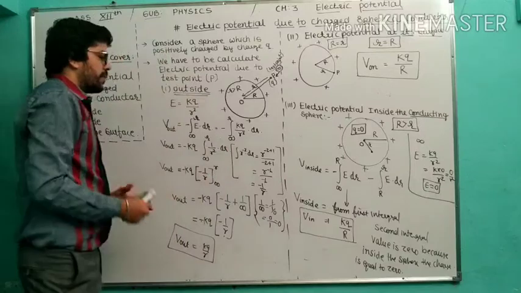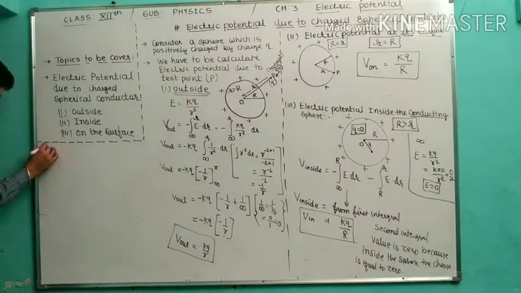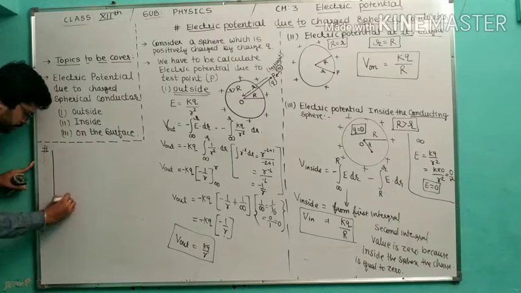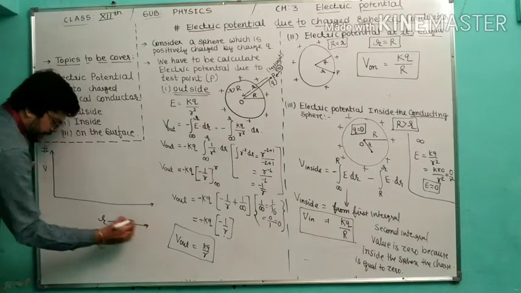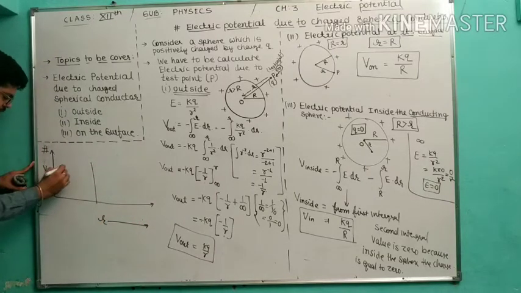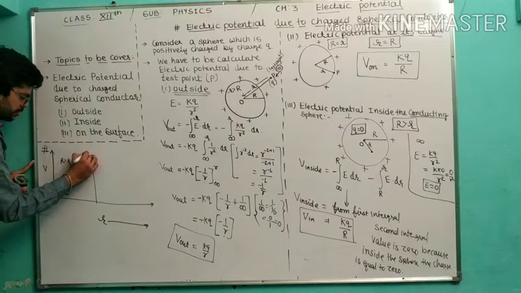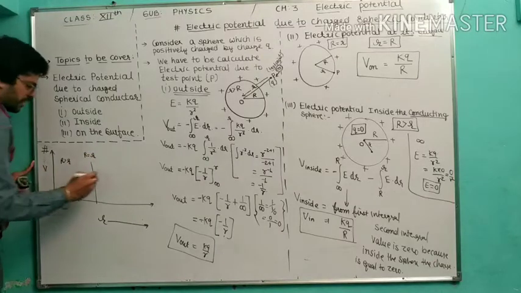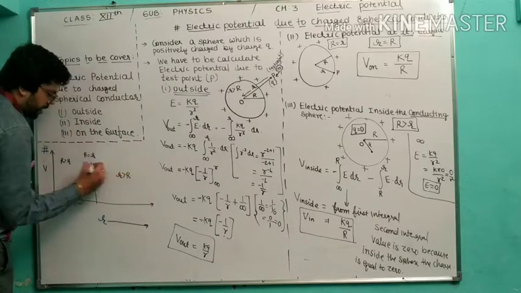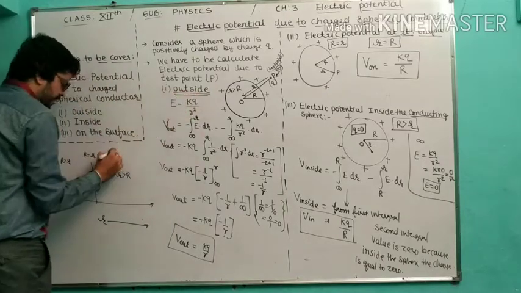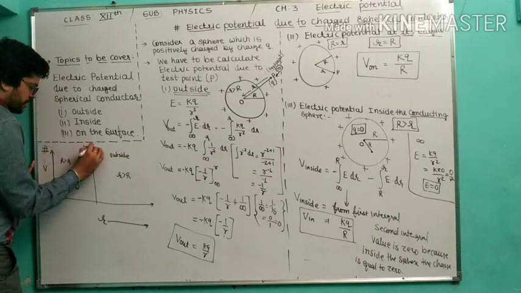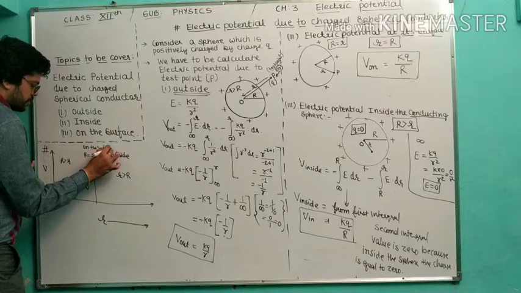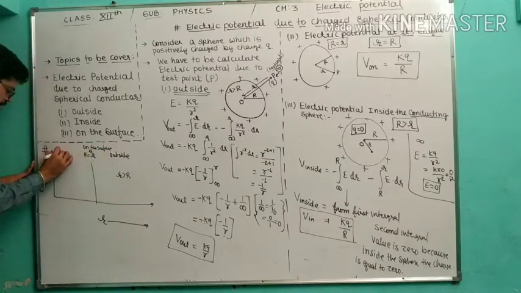In short we are going to revise, but before that I am going to draw the graph. This is electric potential, this is small r. There are three conditions here. Number one condition is inside, where capital R is more than small r. On the surface of the sphere, capital R is equal to small r, and outside small r is more than capital R. So you can say that this is the outside condition, this is on the surface, and this is inside.